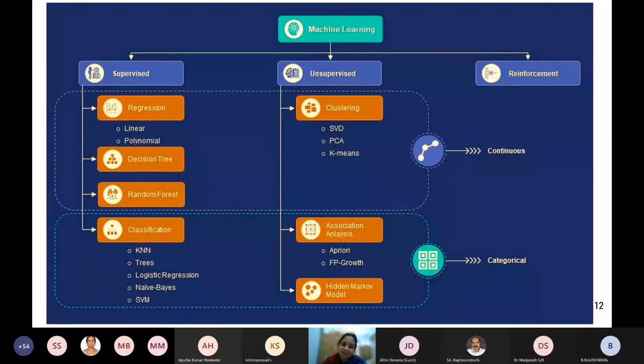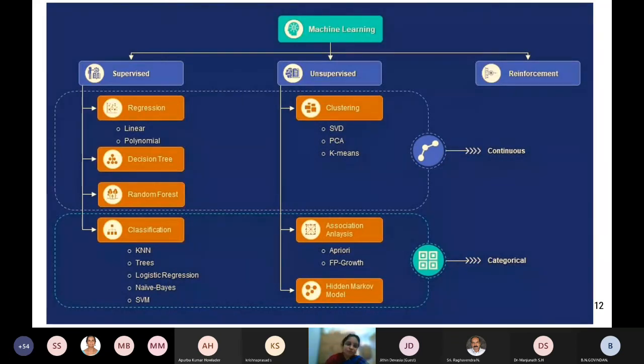When you come to supervised, I have already told you, for the labeled data, you have regression, decision tree, random forest, and classification. These are the four prominent methods that people make use of. Regression, I've already told. Here you're trying to come up with a relationship between the variables, and you're trying to find which model, which line, which equation is the best fit for the data that you have given.